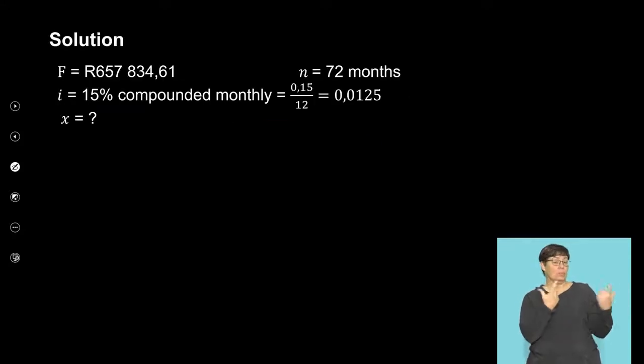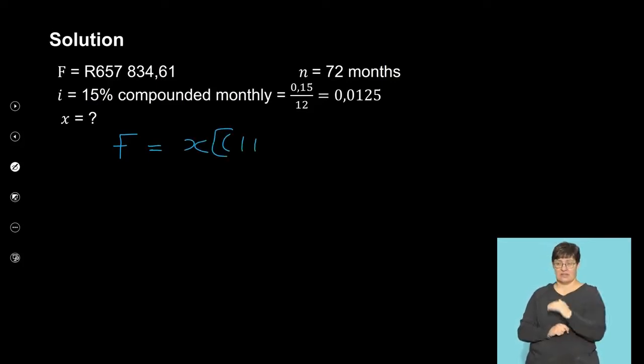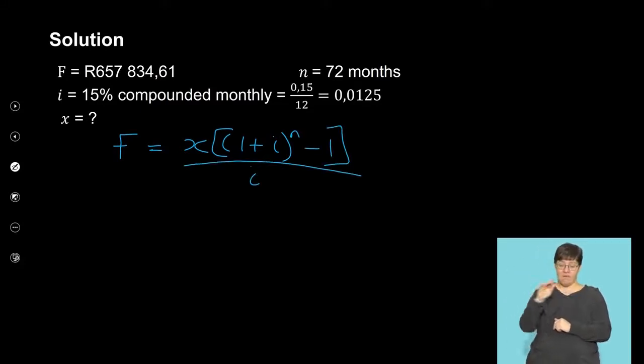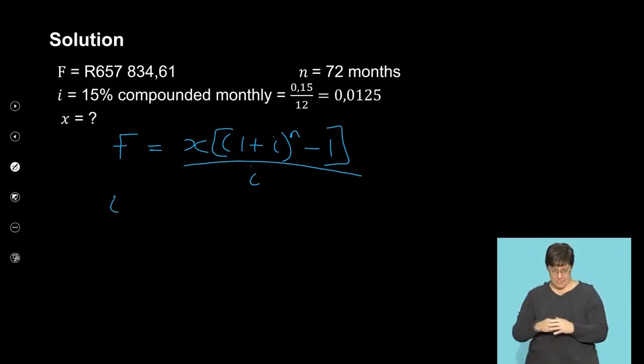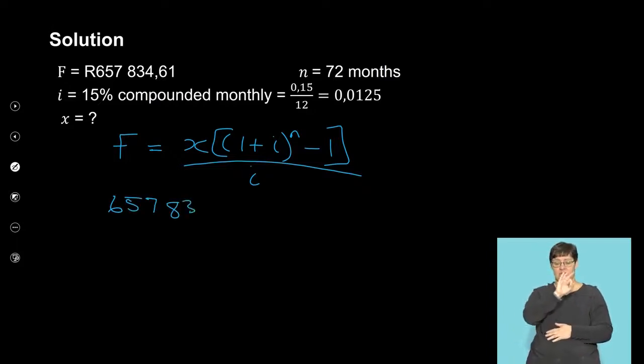Now, to do this calculation, we are going to say F equals X over i. Remember, we always start with the formula, guys. You don't just jump into substituting into something where I cannot even see where you get it from. I'm going to substitute everything I know and then solve for what I do not know. So this will be 657,834 and 61 cents.